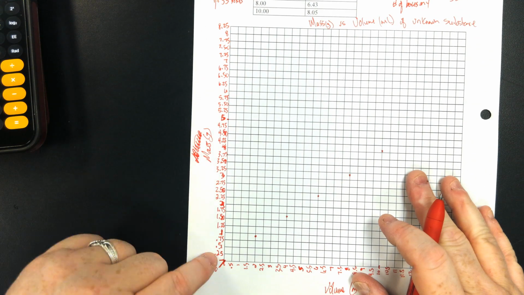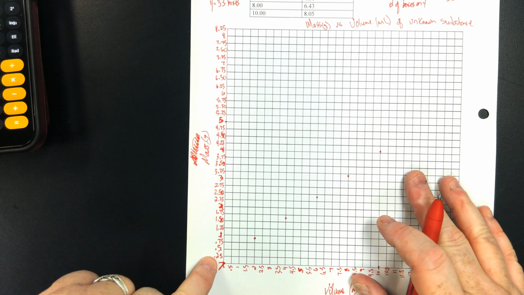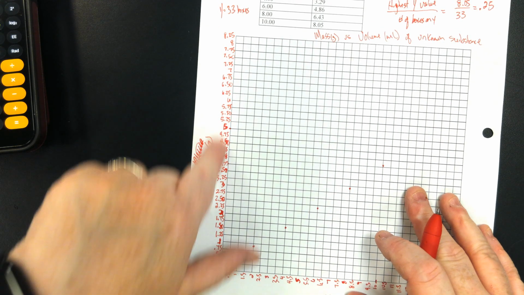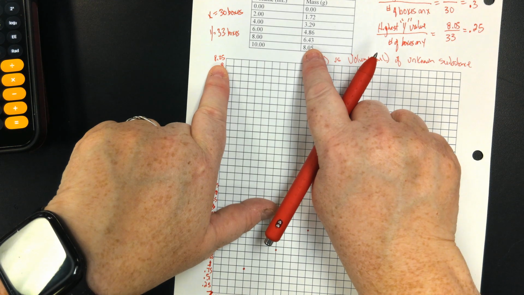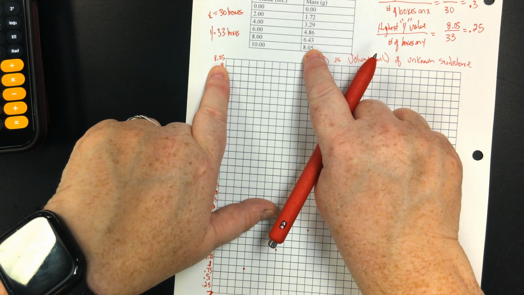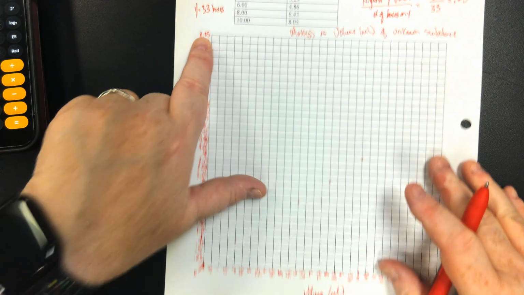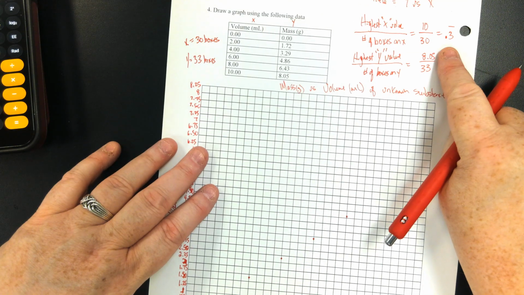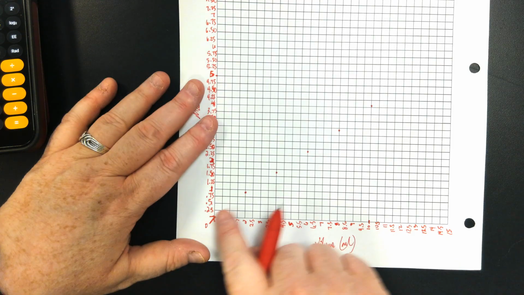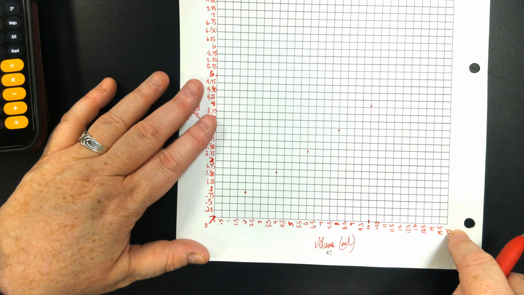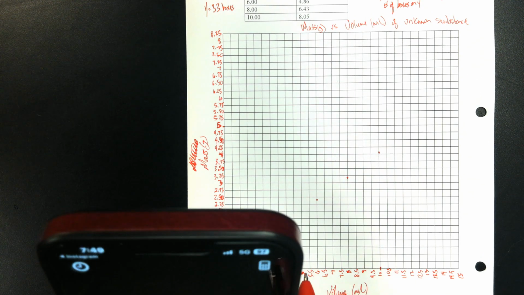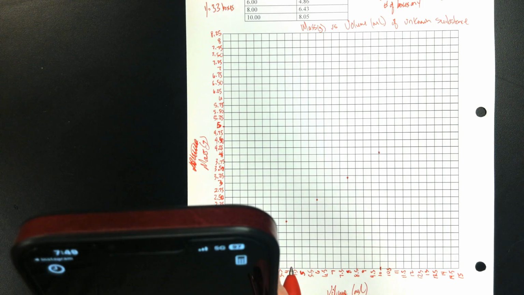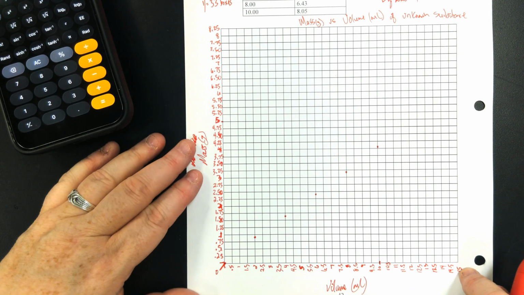Okay, so on the y-axis, I counted by 0.25s and got all the way up to 8.25, and that's real close to this. Okay, so really the x-axis, I probably should have just counted by 0.4s and done 0.4 all the way out, and that would have, 0.4 times 30 would have got me to 12 here. So 12 is a lot closer than 15.